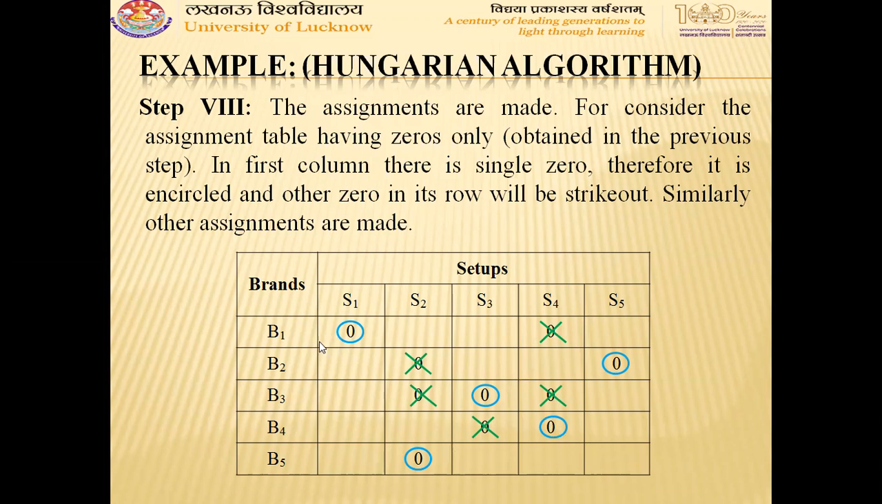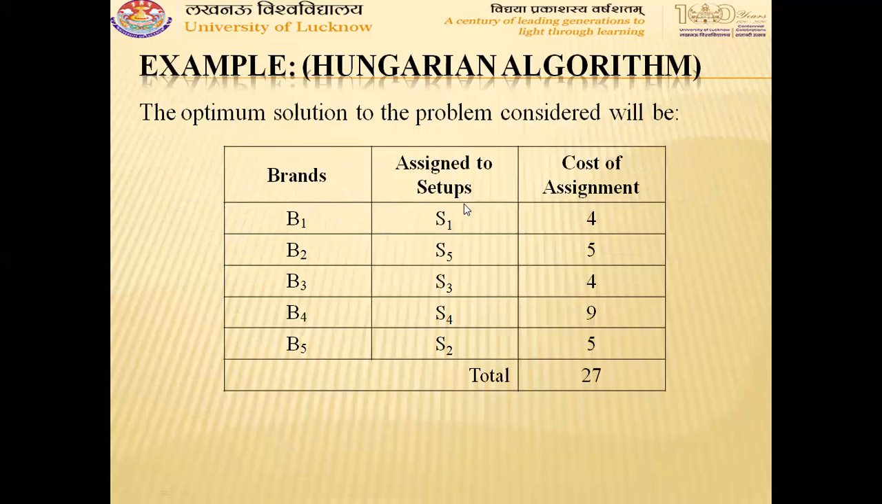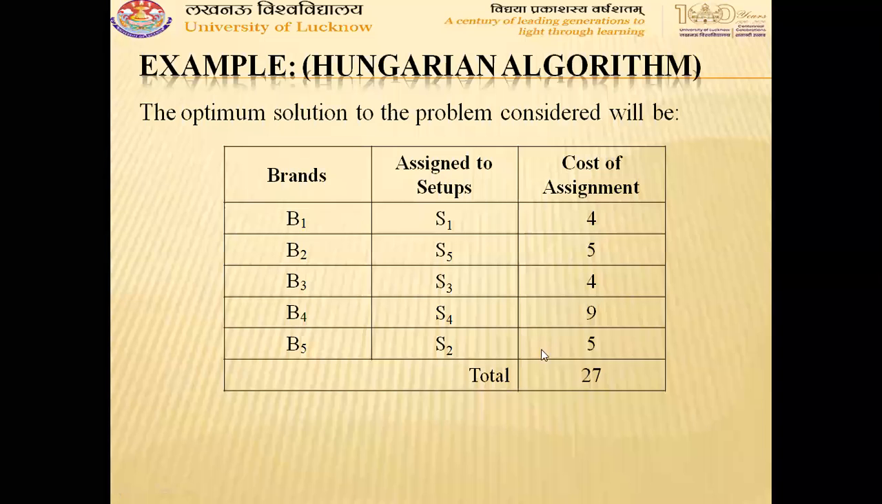Now we can write the assignment as: brand B1 is manufactured from setup S1, B2 is from S2, B3 is from S3, B4 is from S4, and B5 is from S5. And the cost of assignment from the assignment table is obtained as 4, 5, 4, 9, and 5. That is, the minimum cost is rupees 27.